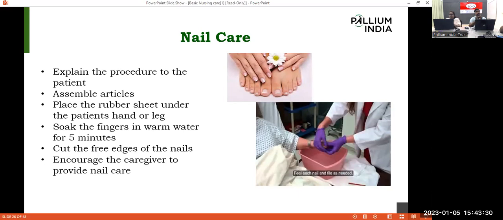Soak the fingers in warm water for 5 minutes, because if we do nail care at the dried stage, when cutting the nail, in some patients the nails are already hard, cracks will happen in the nail bed, and it will cause pain and other issues. So to get softness in the nail tips, we need to soak for 5 minutes in warm water. Cut the free edges of the nails, and encourage the caregiver also to provide nail care. How nail care is done and its importance we need to explain to the caregiver also.